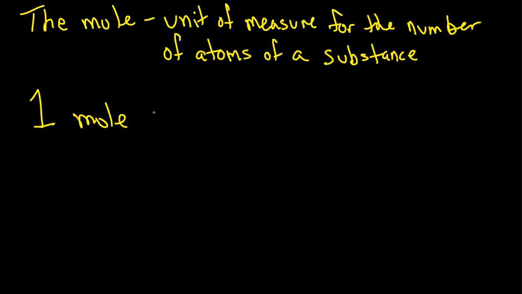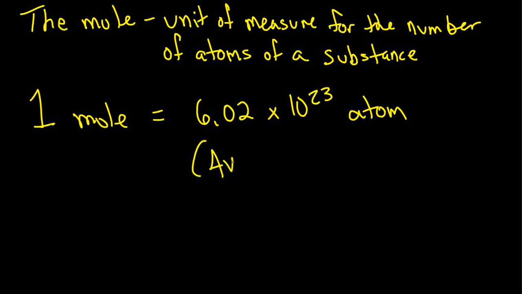1 mole of a substance is equal to 6.02 times 10 to the 23rd atoms. When you have 1 mole of any substance, it doesn't matter if it's gold, iron, hydrogen, helium, you have 6.02 times 10 to the 23rd atoms. And that number is called Avogadro's constant, or Avogadro's number.